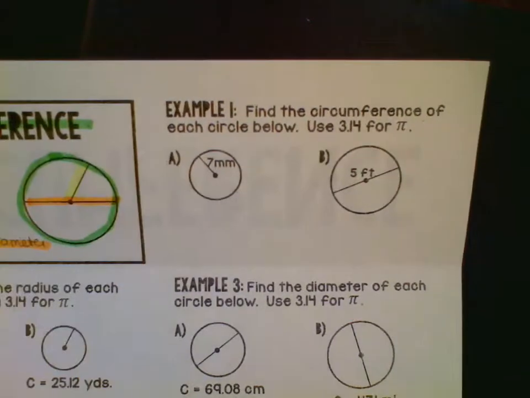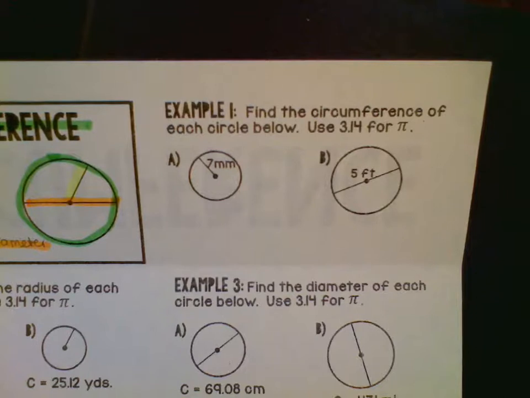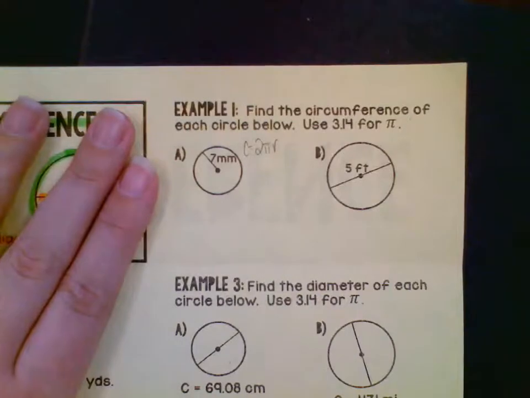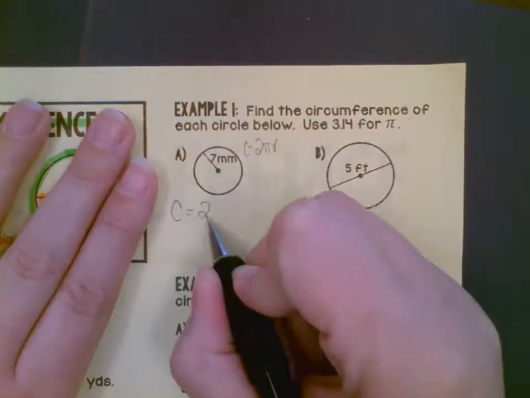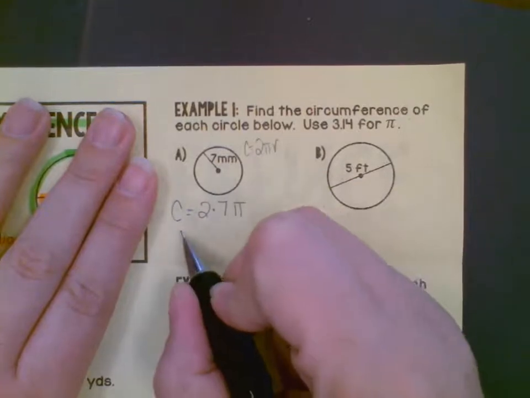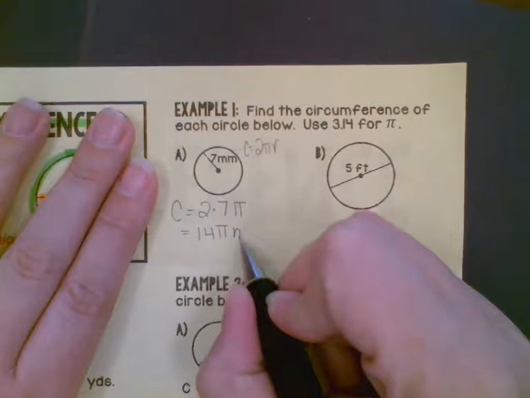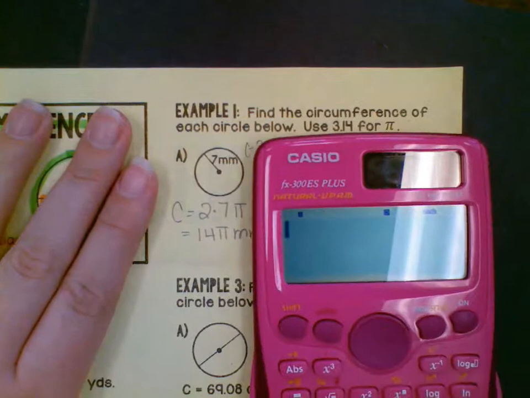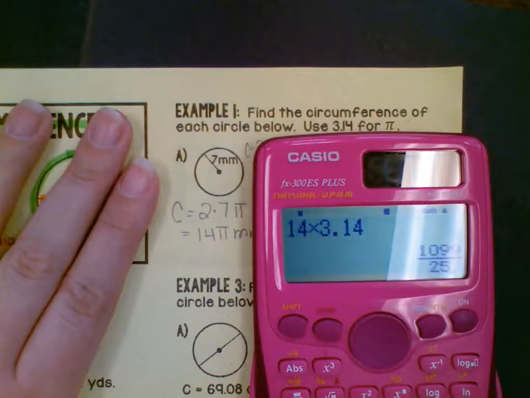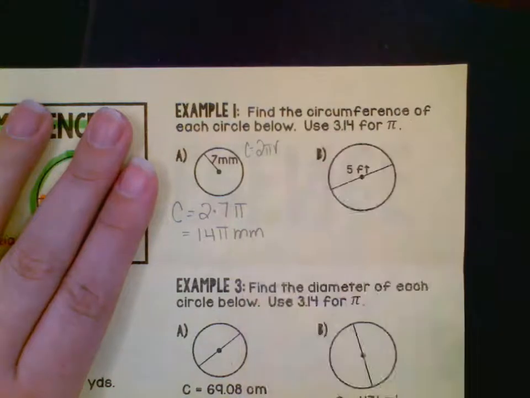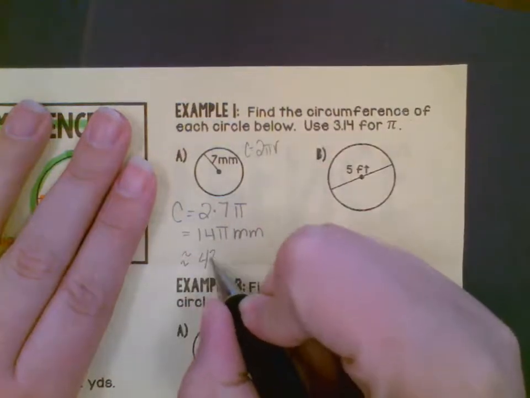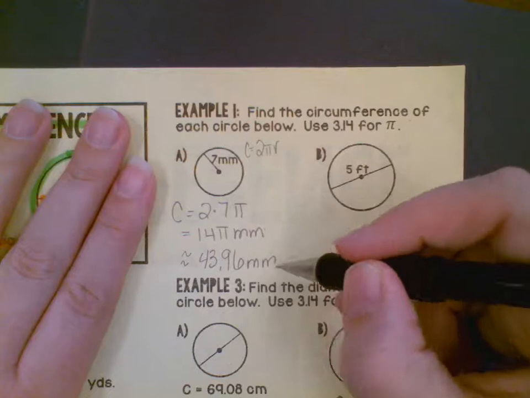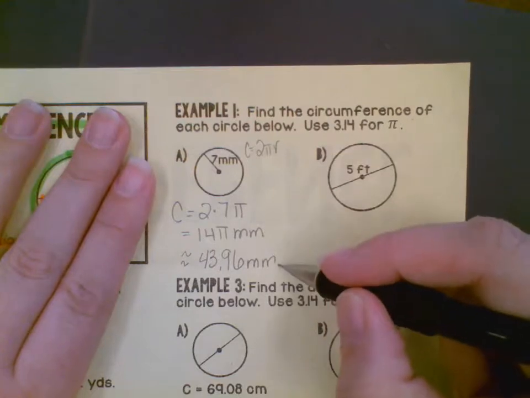Our first example, they showed us that the radius is 7. So we're going to use circumference equals 2 times pi times r, since they gave us the radius. 2 times 7 times pi would give us 14 pi millimeters. Or if we plug 3.14 in for pi, we would have 14 times 3.14, and we end up with 43.96 millimeters. So that's what I was talking about, the two answers: one in terms of pi and one using 3.14 as an approximation.